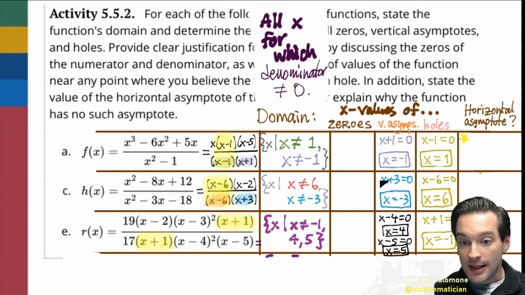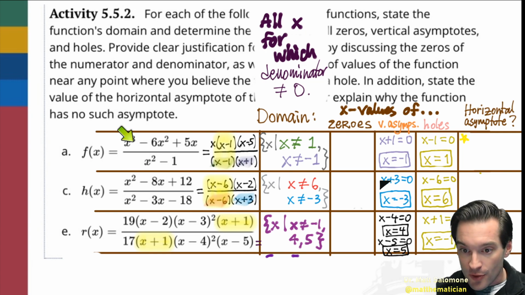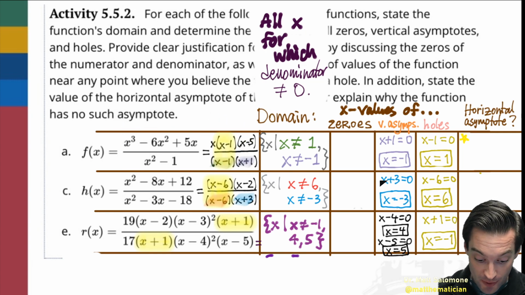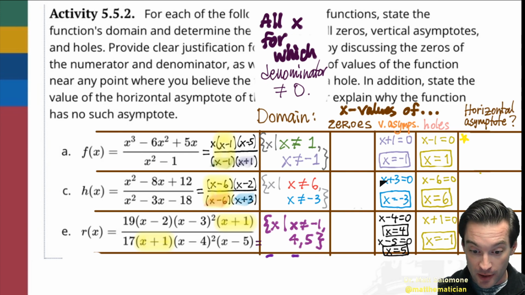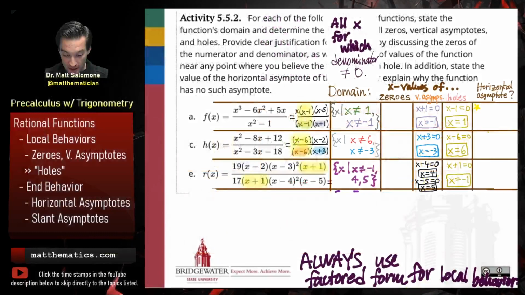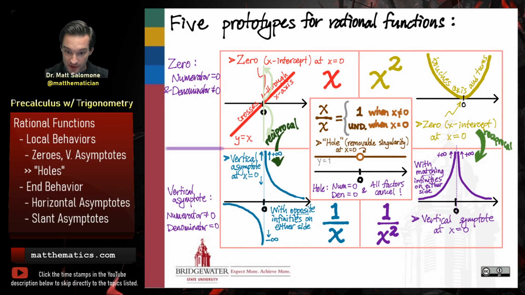Let's talk about zeros, the x-intercepts of these graphs. So where do these fractions become 0? Well, a fraction becomes 0 exactly where its numerator becomes 0. We see that going back to our taxonomy, our field guide here, right? A 0 for a rational function happens when the numerator becomes 0, while the denominator does not become 0.